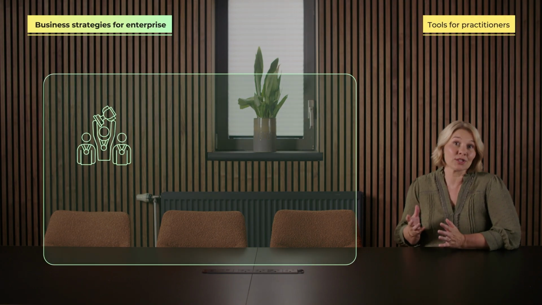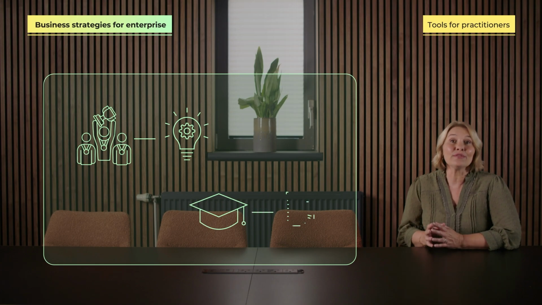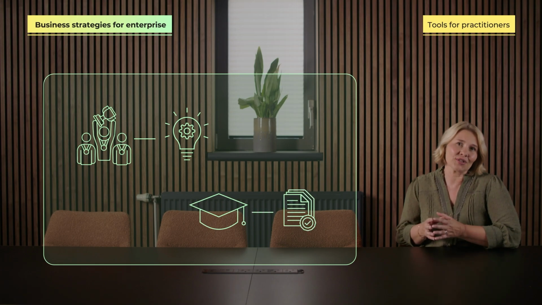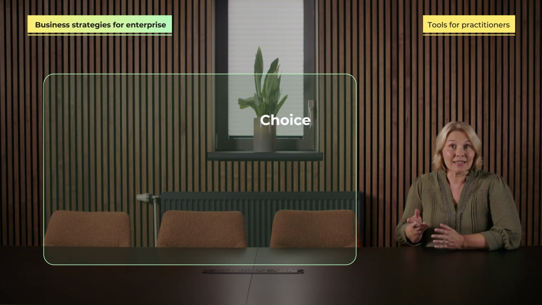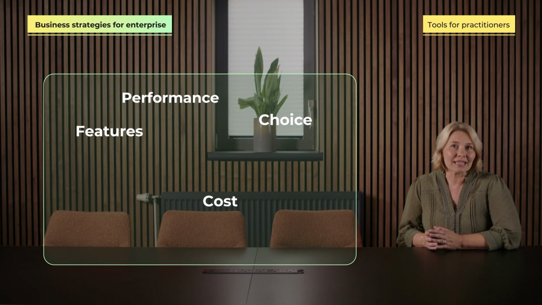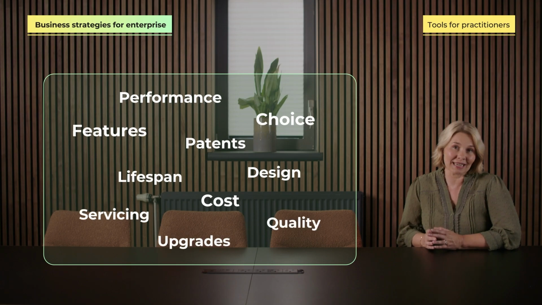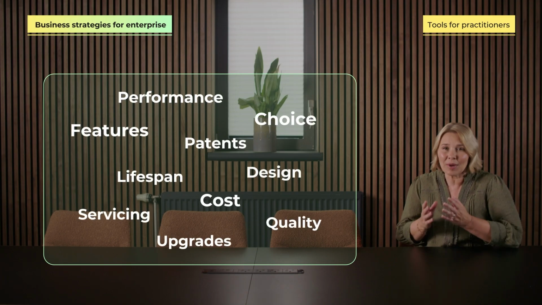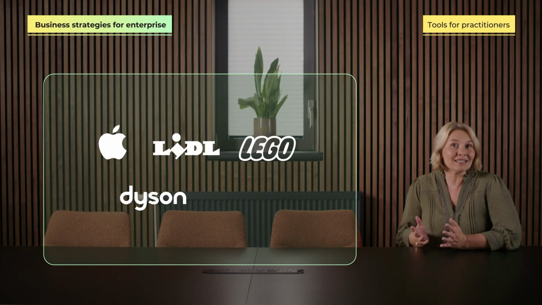To help students grasp the concept of business strategy, start with relatable examples. For instance, consider how a sports team develops a strategy to win a game, or how an individual plans their study strategy to achieve a good grade. Ask students to suggest different forms of competition in engineering, such as choice, cost, features, performance, patents, design, lifespan, servicing, upgrades, and quality. Students could also discuss the competitive advantages of companies like Apple, Lidl, Lego, Dyson, or Ocado.